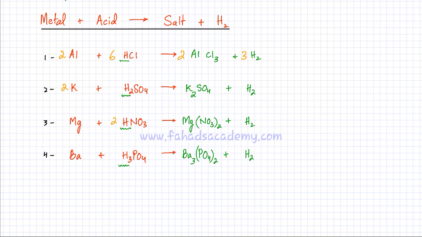And now you need to balance this equation. So there are 3 bariums on the right hand side, so I need 3 bariums on the left hand side. There are 2 PO4s on the right hand side, so there should be 2 PO4s on the left hand side as well.